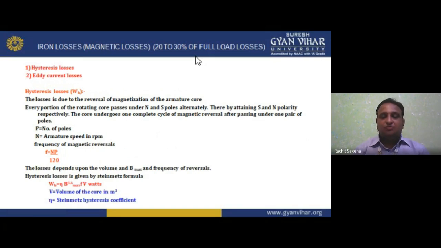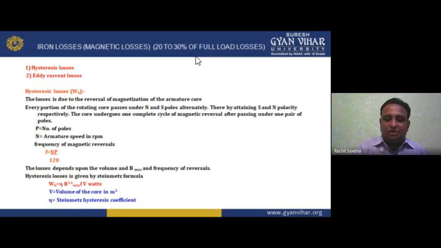Now the hysteresis loss is given by the Steinmetz formula, that is WH is equal to eta times B max to the power 1.6 times F times V, where B max is the maximum flux density, F is the frequency, and V is the volume of the core. It is in watts, because it is a loss in the form of power. V is the volume of the core in meter cube, and eta is the Steinmetz hysteresis coefficient, the constant.